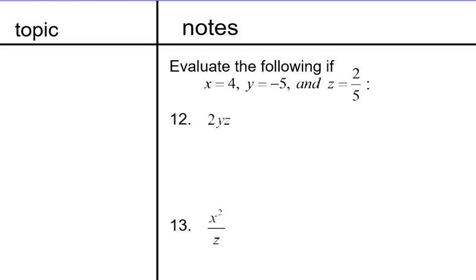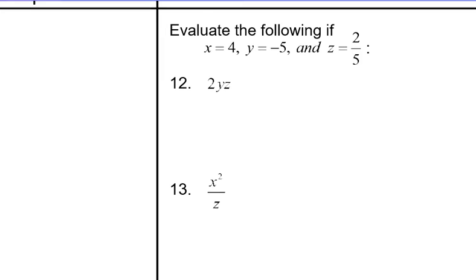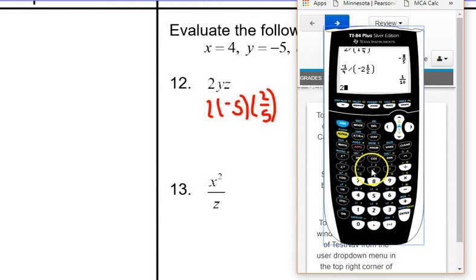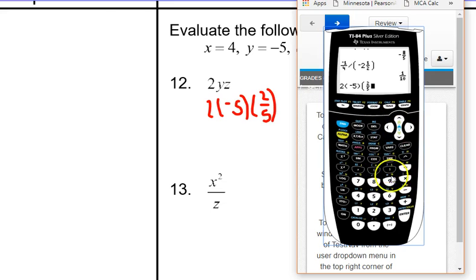Last section for this set of notes. We have evaluate the following if x equals 4, y equals -5, and z equals 2/5. So first off, we substitute our numbers in. So we have 2 times y, which is -5, times z, which is 2/5. Two times -5 times 2/5. We can use our calculator for this. 2 times -5 times, put our fraction in there, 2/5. And we get -4.